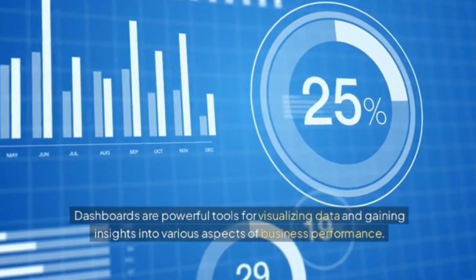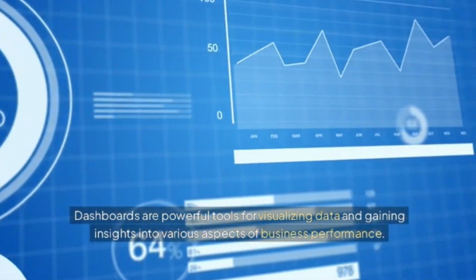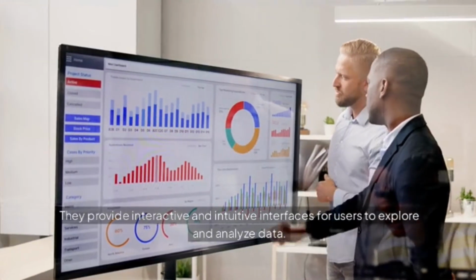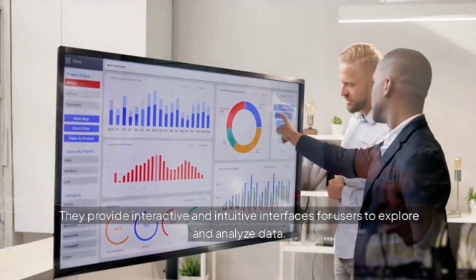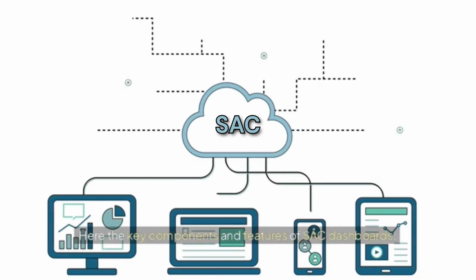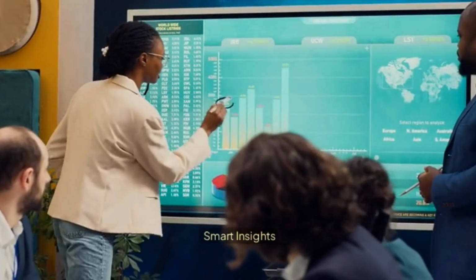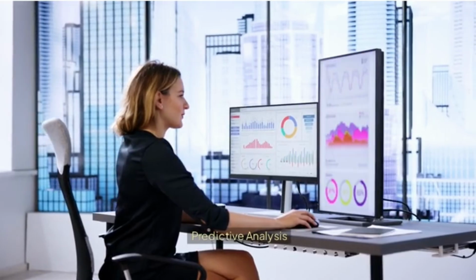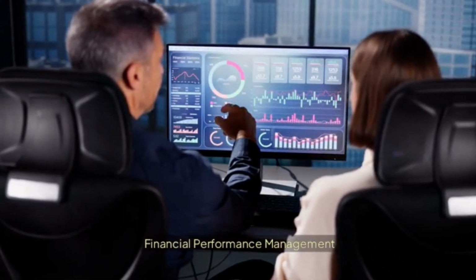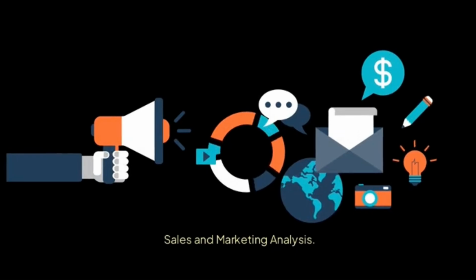Dashboards are powerful tools for visualizing data and gaining insights into various aspects of business performance. They provide interactive and intuitive interfaces for users to explore and analyze data. Here are the key components and features of SAC dashboards: interactive charts and graphs, smart insights, storytelling, predictive analysis, financial performance management, human resources analysis, sales and marketing analysis.